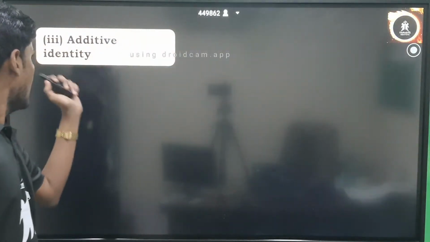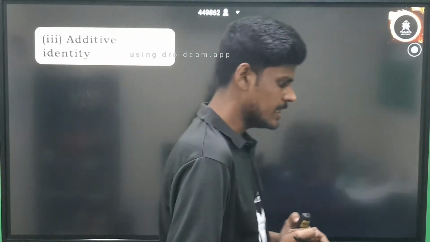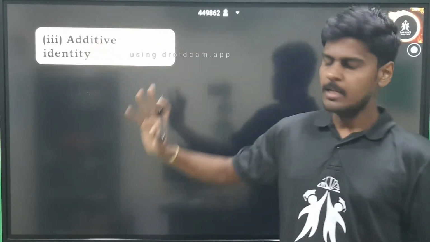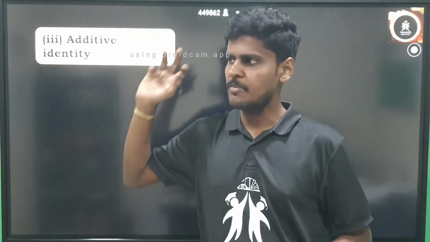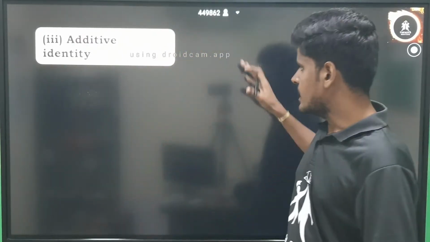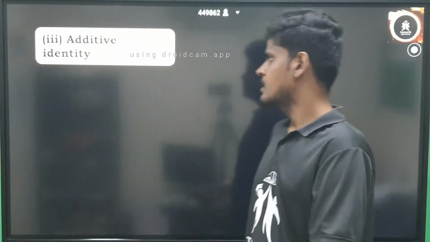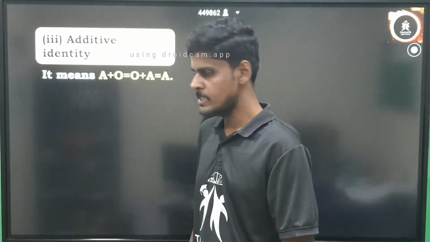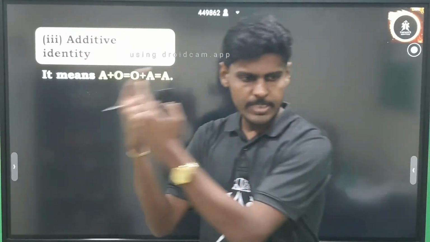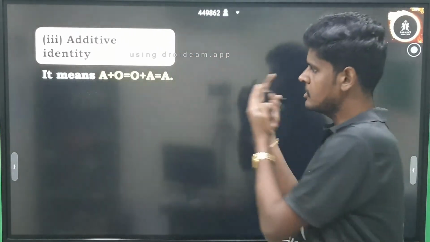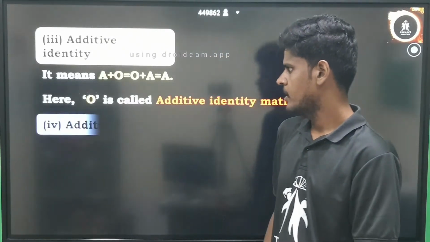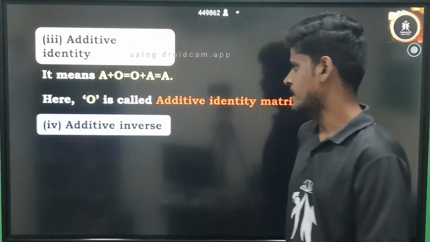Next, additive identity. Now what is additive identity? When we add some number to a given number, it should give the same number. That means when we add some matrix to the given matrix, it should result in the same matrix. So what is the additive identity of a matrix? We add the 0 matrix to that. Any number plus 0 gives the same number. For a matrix, the 0 matrix is called the additive identity. So here 0 is the additive identity matrix.